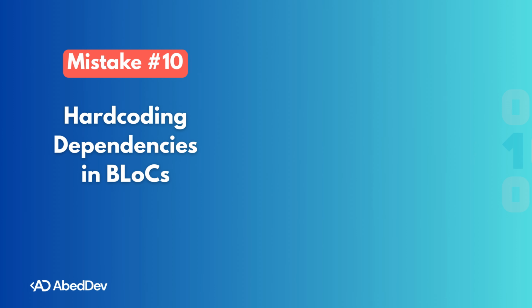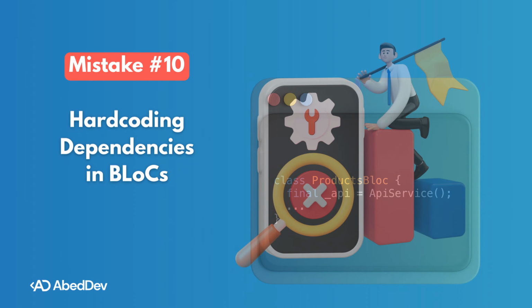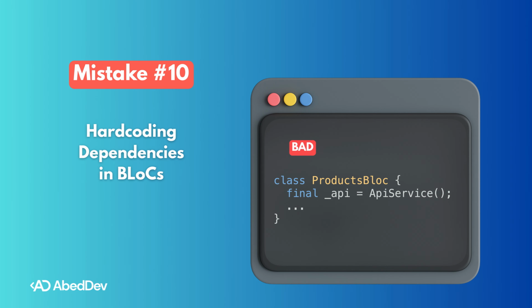Here's a mistake that makes your app harder to test, scale, and maintain. It's hard-coding dependencies directly into your BLoC. You might see code like this. Looks fine, right? But now your BLoC is locked to that one API service implementation.